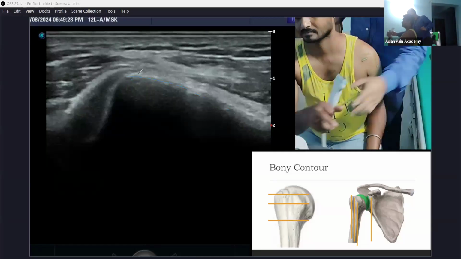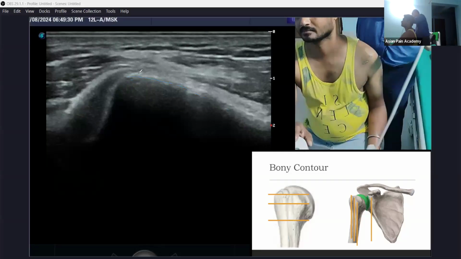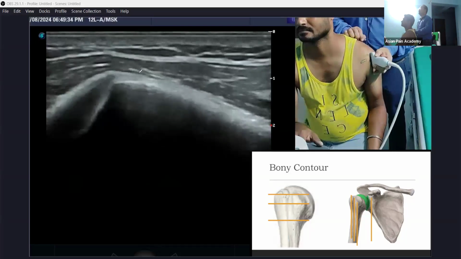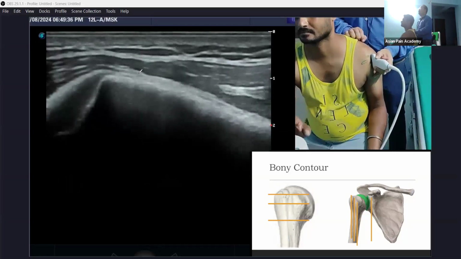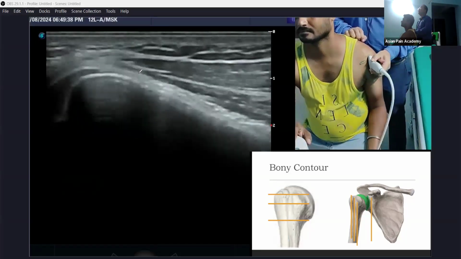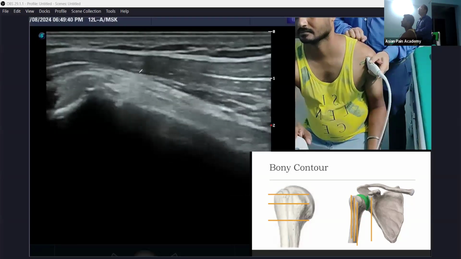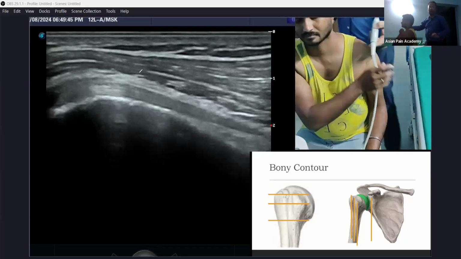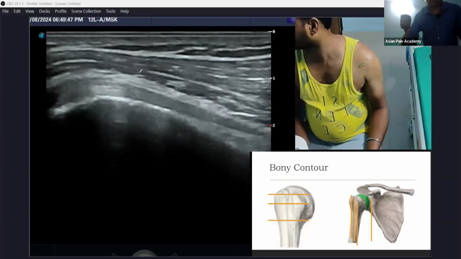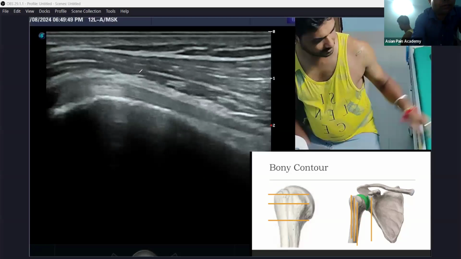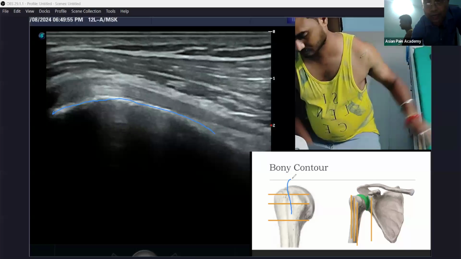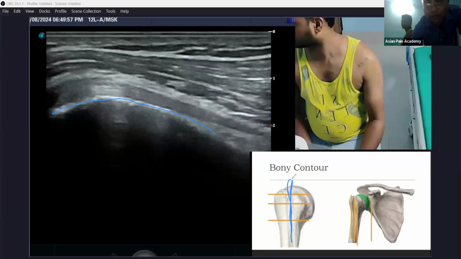Now I will see the bicipital groove area. So this is the greater tuberosity. I am going a bit to the middle portion. So this is the groove area. This is the bony periosteum in the groove. My probe is here. I am seeing the groove area.